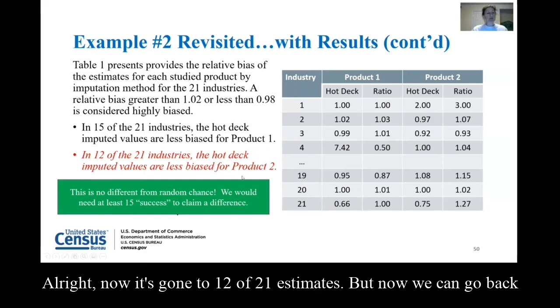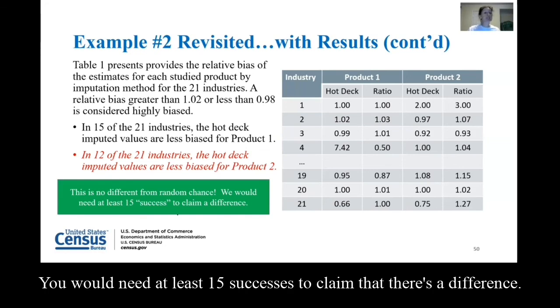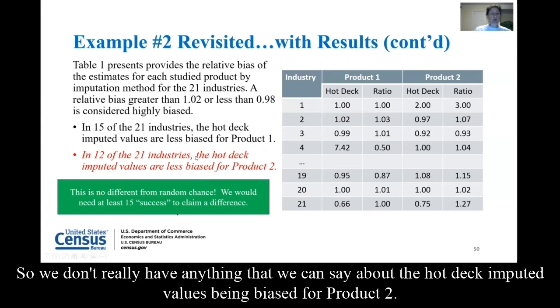All right, now let's go on to 12 of 21 estimates. But now we can go back and do a sign test, and I will guarantee you that this is no different from random chance. You would need at least 15 successes to claim that there's a difference. So we don't really have anything that we can say about the hot deck imputed values being less biased for product 2.